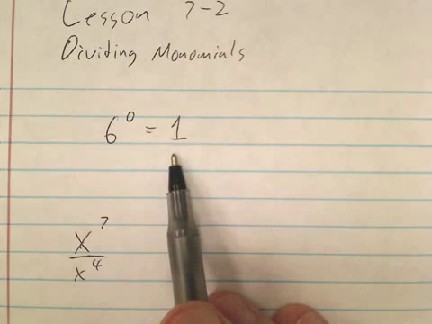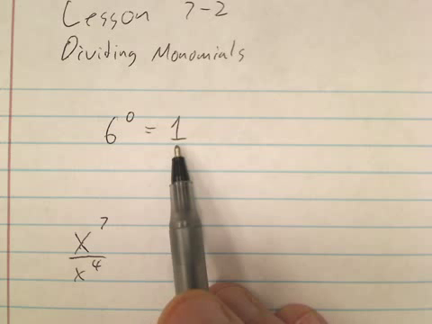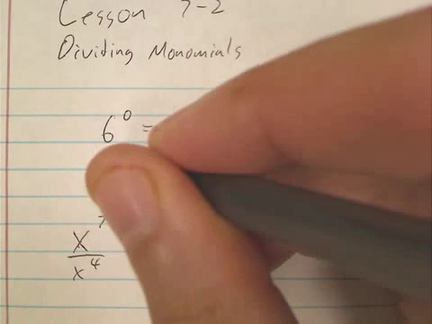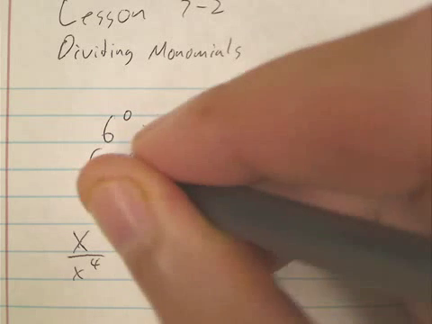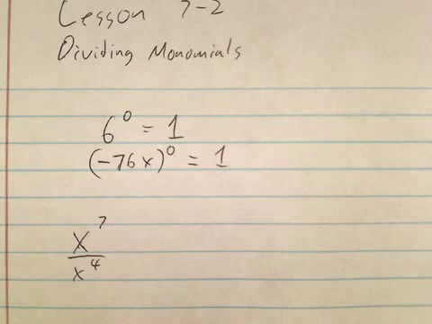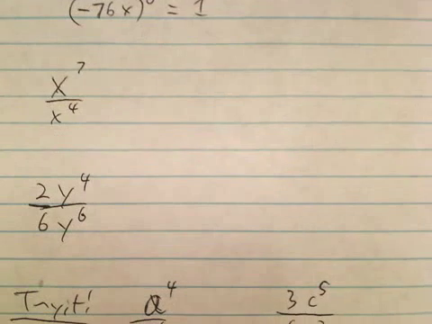Anything to the 0 power equals 1, and that's just a trick you need to know, and so we'll reference it every now and then. When you use something to the 0 power, that equals 1. So even if I have like negative 76x to the 0 power, that still equals 1. Anything to the 0 power equals 1. So keep that in mind. It's a nice little trick to know. Okay, that's a special case, though. We don't really see that too often. Here's what we're normally going to be doing in this section.